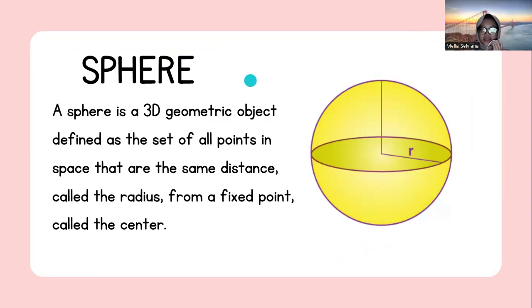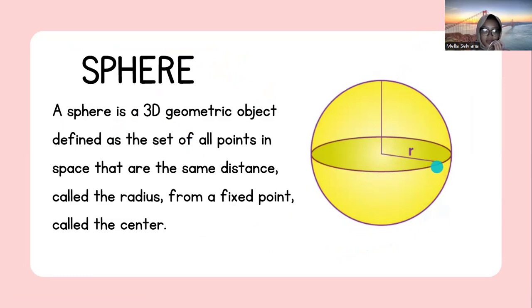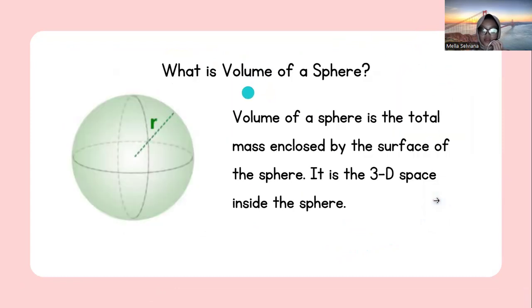Okay, what is a sphere? A sphere is a three-dimensional shape where every point on the surface is the same distance from the center. The distance is called the radius. Next, what is the volume of a sphere? The volume of a sphere tells us how much space is inside the shape.